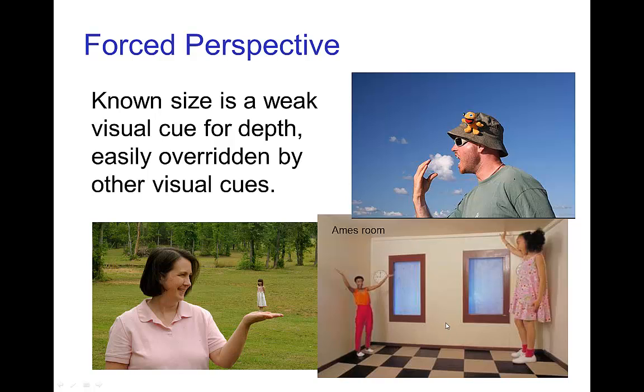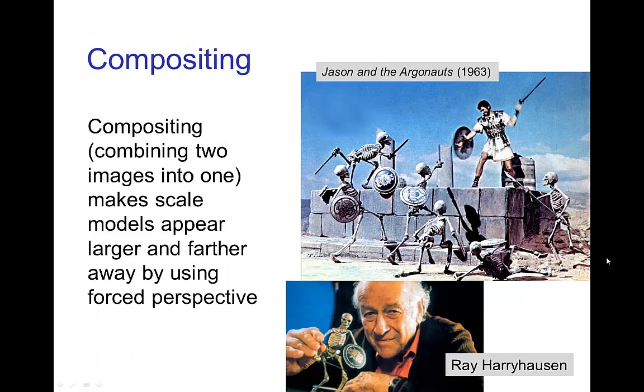Similar distortion is accomplished in an Ames room, where the interior of the room does not have right angles, and so even though we know that this is not a tiny woman and a giant child, all the other visual cues, like the known patterning of the tile floor, make us feel as if we have this distortion of size. Of course, this is successfully used in compositing in order to make scale models appear as if they're larger and farther away by using this trick of forced perspective.